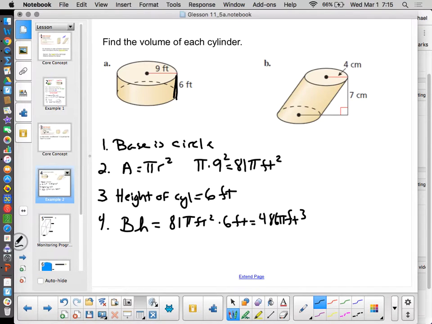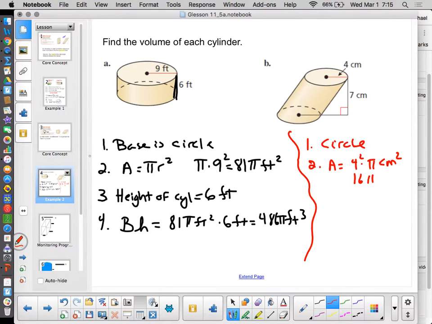All right, let's look at the second one. It's oblique, it's slanted, but the technique is not going to change at all. Step 1, circle base. Step 2, area equals 4 squared times pi centimeters squared, or 16 pi centimeters squared. Step 3, the height equals 7 centimeters. It's the distance between the bases, the right angle distance.